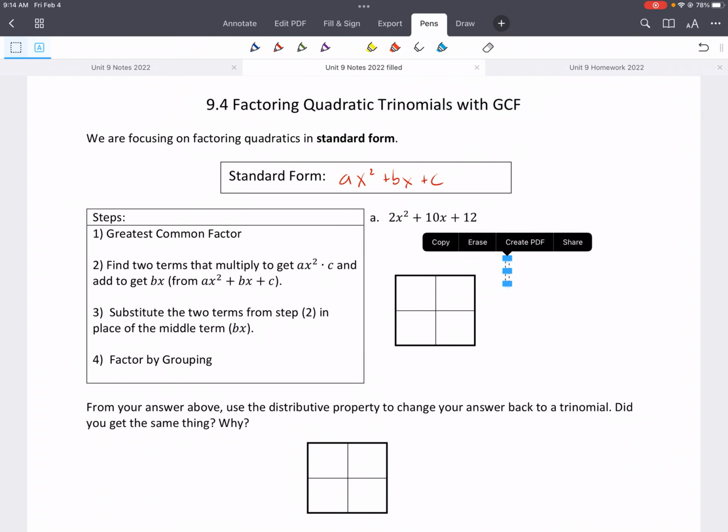All right, everybody, this is 9.4. Today we're talking about factoring quadratic trinomials with the greatest common factor. Everything else we've done so far, there wasn't a greatest common factor that we could take out at the beginning. So here in the steps, you can see that the first thing we should always check is for the greatest common factor.